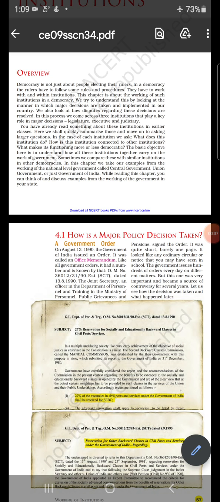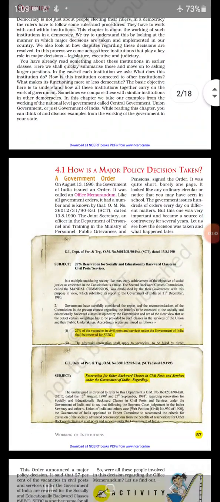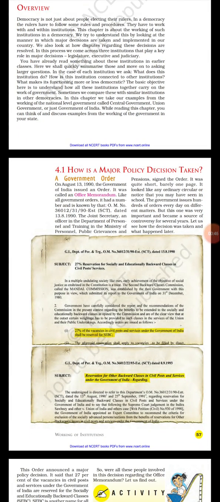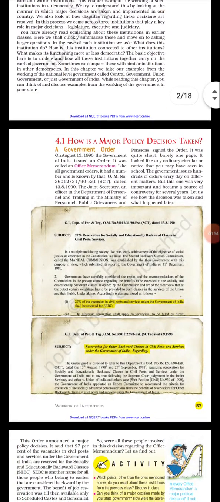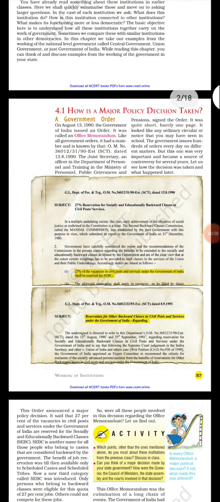First of all, the first important question is, how is a major policy decision taken? How has the policy been made, how was the decision taken, who are responsible in decision making? Okay, so here is an example. You can see this photograph.